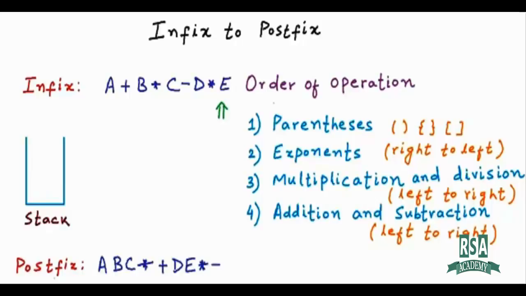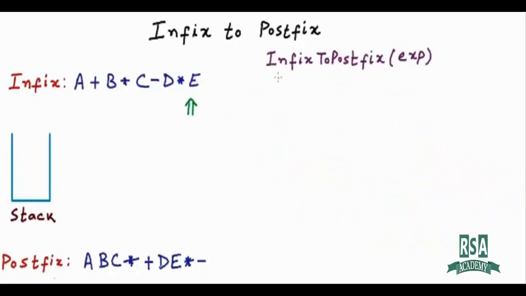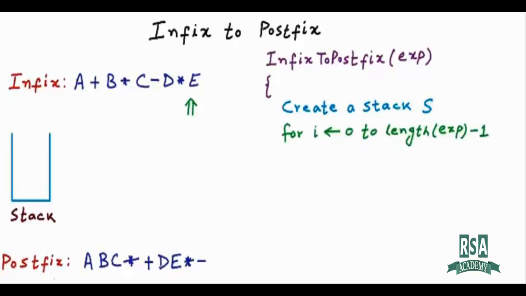Let's quickly write pseudocode for whatever I have said so far, and then you can sit with some examples and analyze the logic. I'm going to write a function named infix to postfix that will take a string exp for expression as argument. For the sake of simplicity, let's assume that each operand or operator will be of one character only. In an actual implementation, you can assume them to be tokens of multiple characters. In my pseudocode, the first thing I'll do is create a stack of characters named s. Now I'll run a loop starting from 0 till length of expression minus 1.